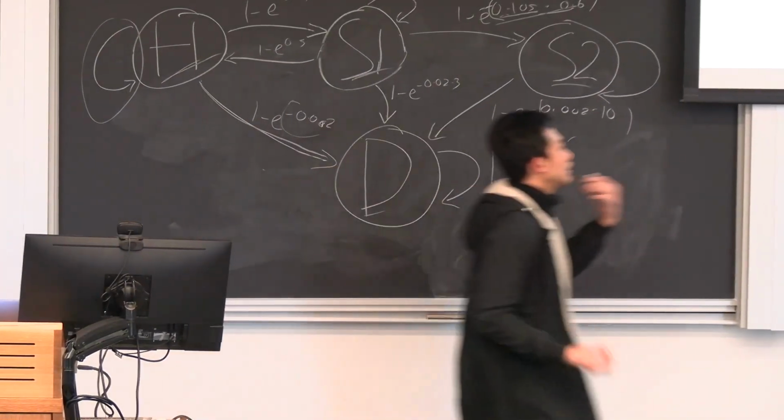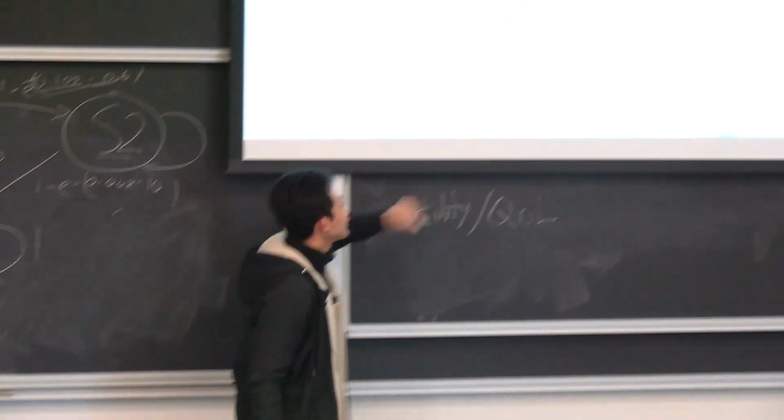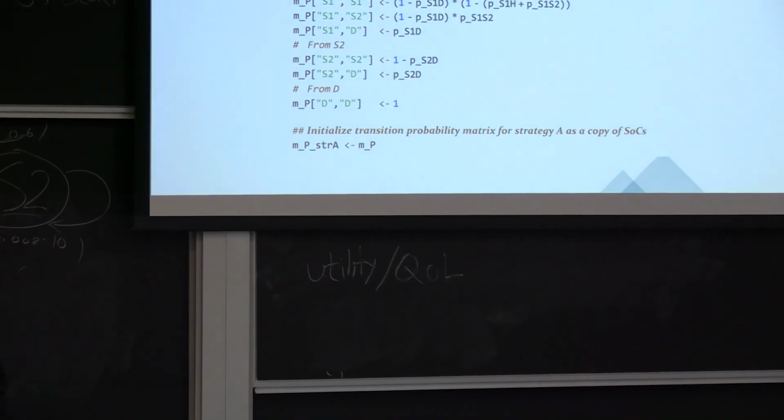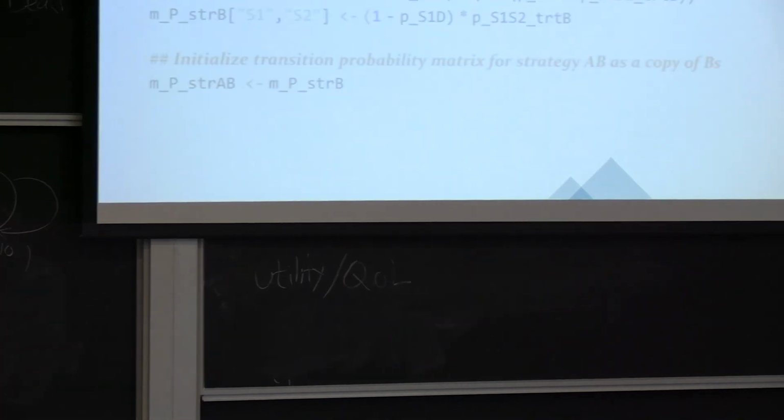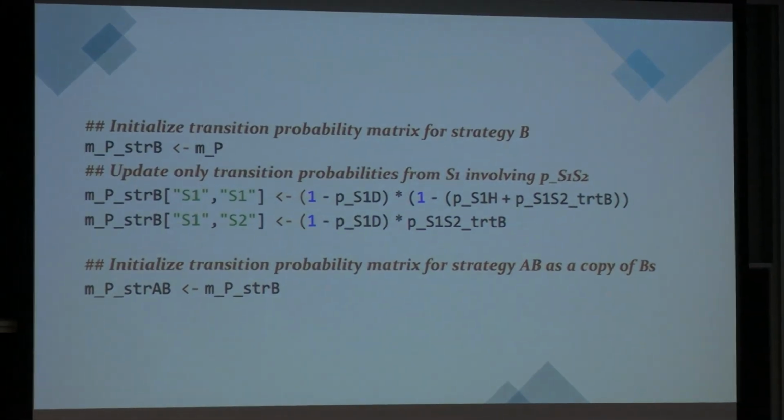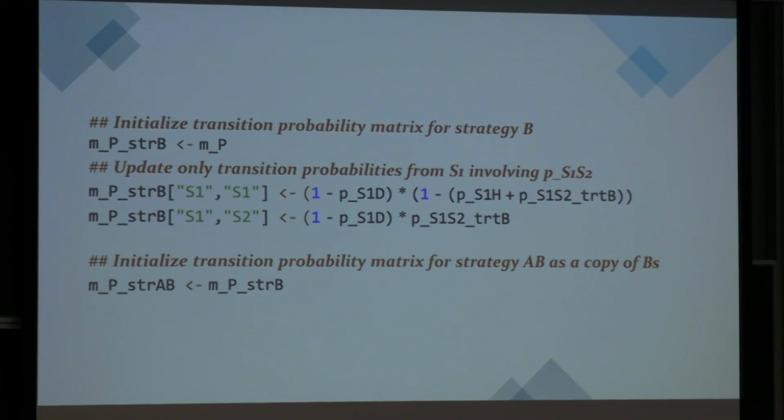For strategy A, you just copy it from the original matrix. But for strategy B, because you will reduce the rate of becoming sicker by 40%, you need to take into account the factor 0.6. That's why you multiply the probability of becoming sicker from the sick state for treatment B. And for strategy AB, because A doesn't do anything, AB just depends on strategy B.